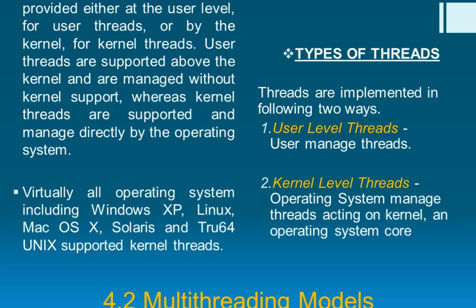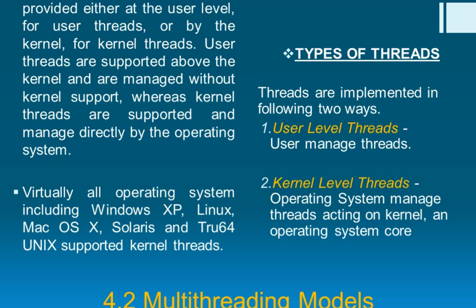There are two types of threads. First is the user-level threads, which are user-managed threads. The thread library contains code for creating and destroying threads, for passing messages and data between threads, for scheduling thread execution, and for saving and restoring thread context.